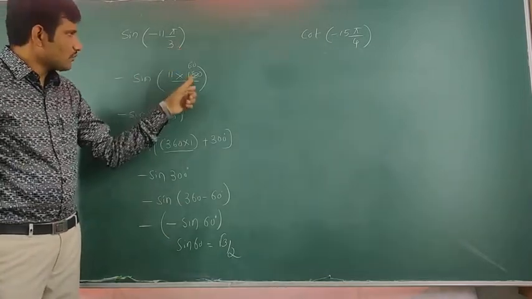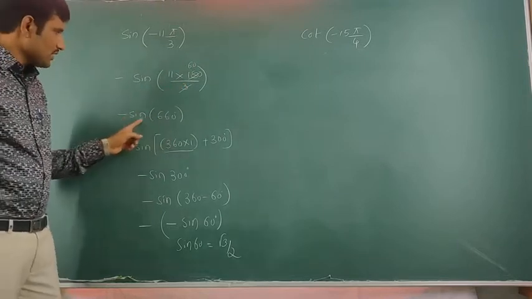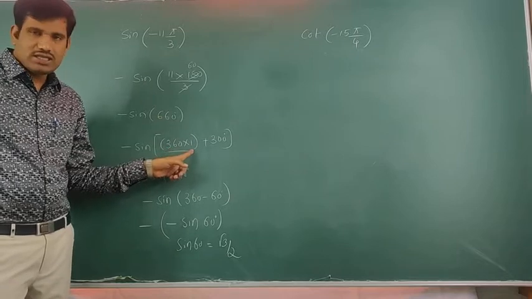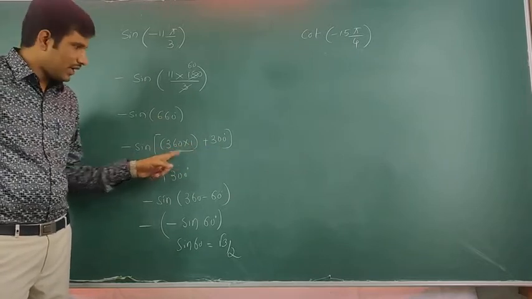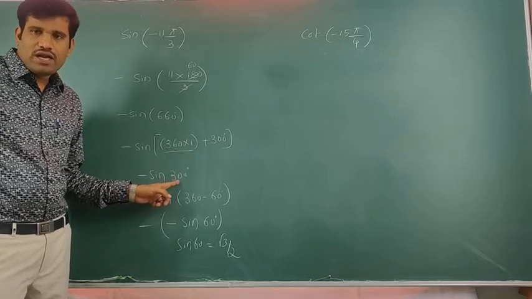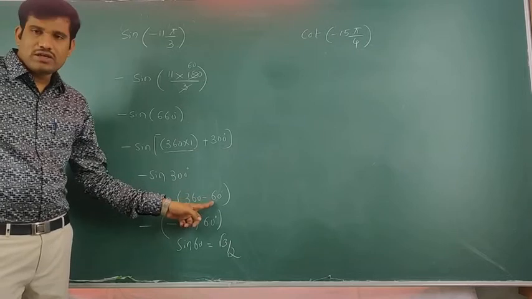So 11 into pi is 180 by 3. So 11 into 60 is 660 degree. So minus sine of 660, we can write it as 360 into 1 plus 300. So this 360 into 1 we can neglect, 300 degrees. So now 300 degrees in which quadrant? Fourth quadrant. So therefore sine of 360 minus 60.